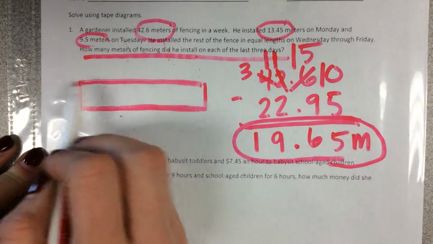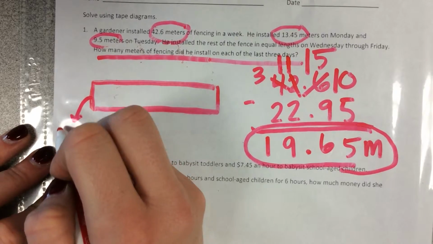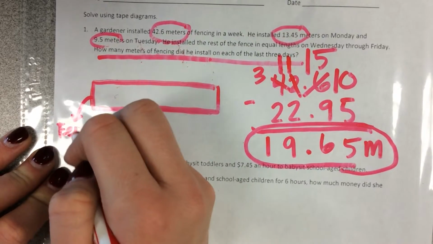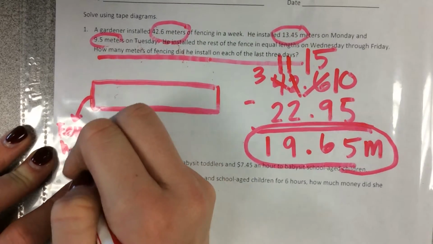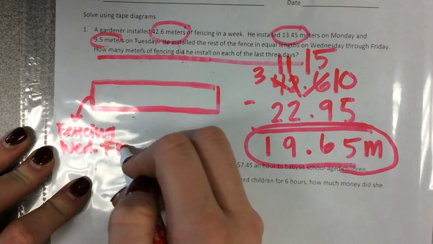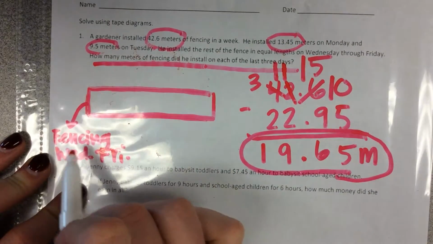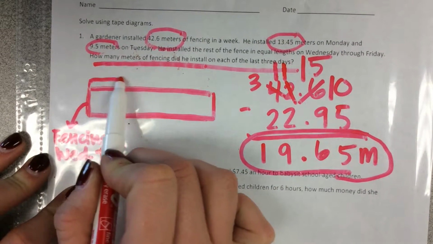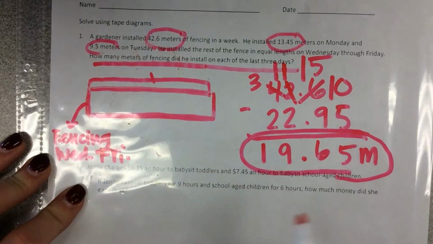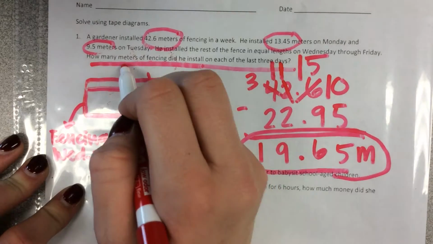So this is the total fencing. We always label our tape diagrams. This is the fencing Wednesday, I'm going to abbreviate, through Friday. I'm writing kind of big, so I just labeled it down here. And we have to put the total up here. Let's label it with the total. The total for that Wednesday through Friday we know is 19 65/100 meters.